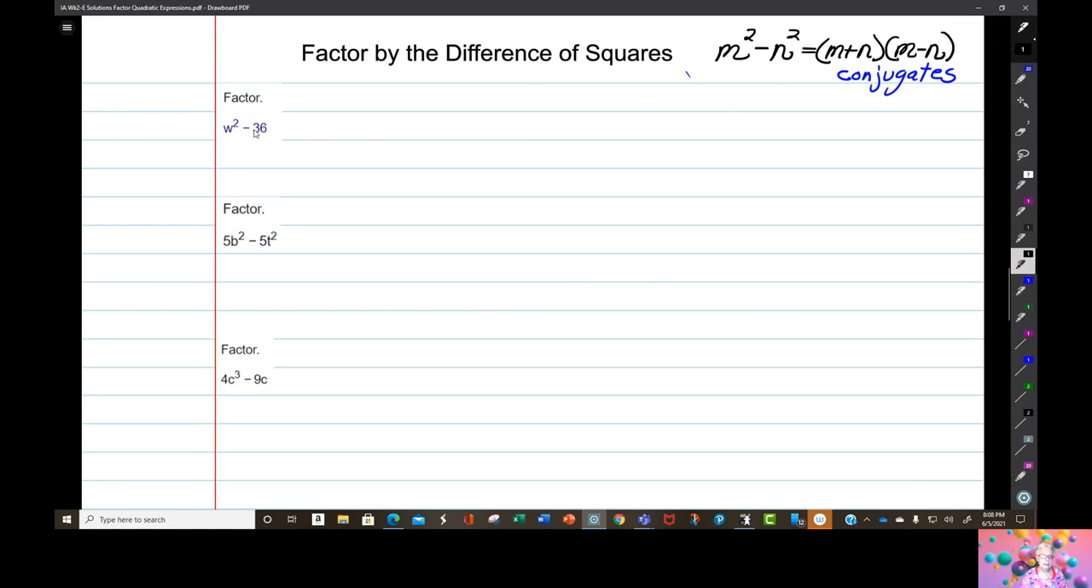Okay, so consider this. We have W squared minus 6 squared. 36 is 6 squared. So W is acting like M, and 6 is acting like N, and so this factors into W plus 6 times W minus 6. And we're done.